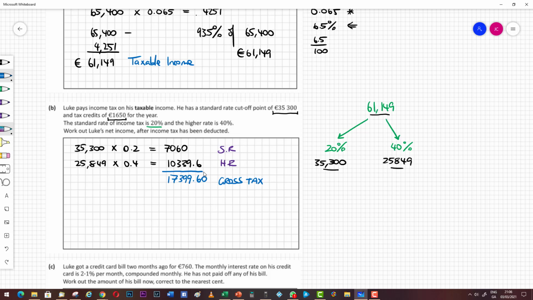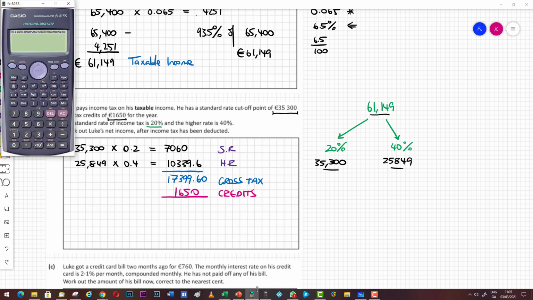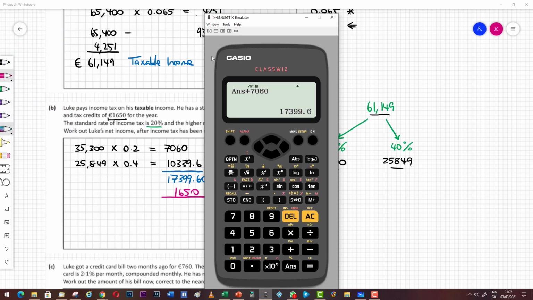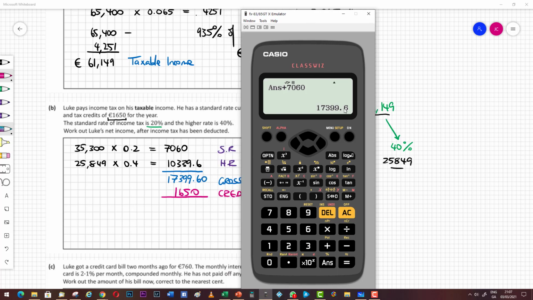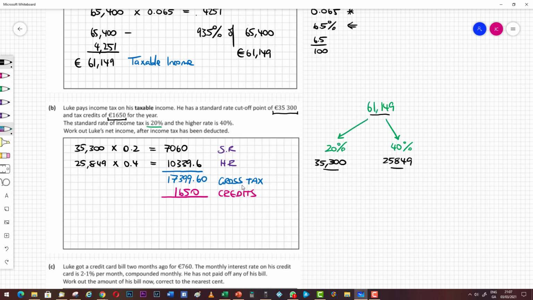So the gross tax is 17,399.60, but we subtract from that the tax credits. So if I put the credits underneath, 1650, and I'm going to subtract them from the 17,399.6. So minus the tax credits, 1650, and we get 15,749.60. Now, what's this called?